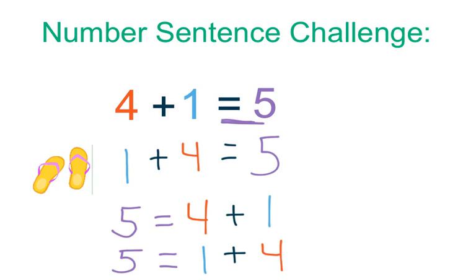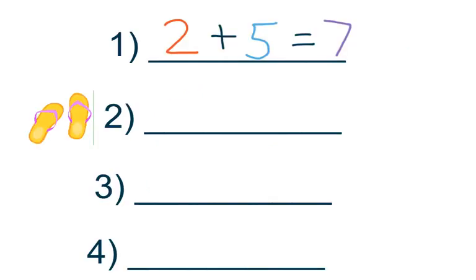Most of you guys did a really nice job doing those yesterday. So today you have a similar challenge with new numbers. Today I'm giving you 2 plus 5 equals 7. You can go ahead and copy me for number 1. 2 plus 5 equals 7. Your hint is that number 2 is going to be the flip-flop fact. You're just going to flip-flop your two parts.